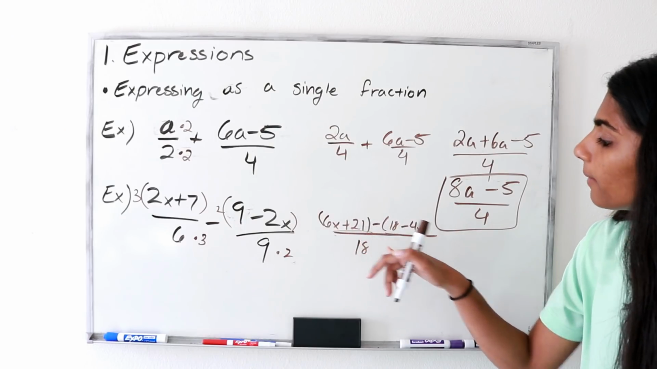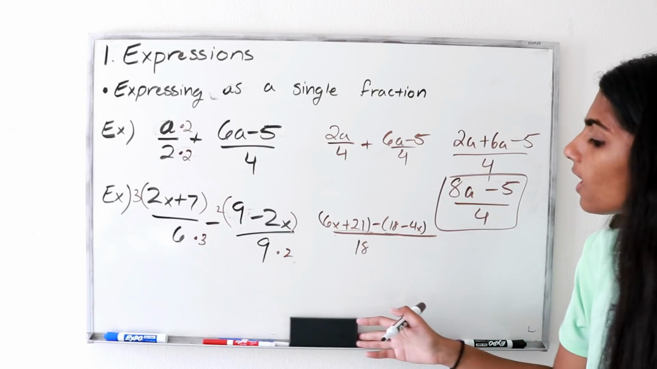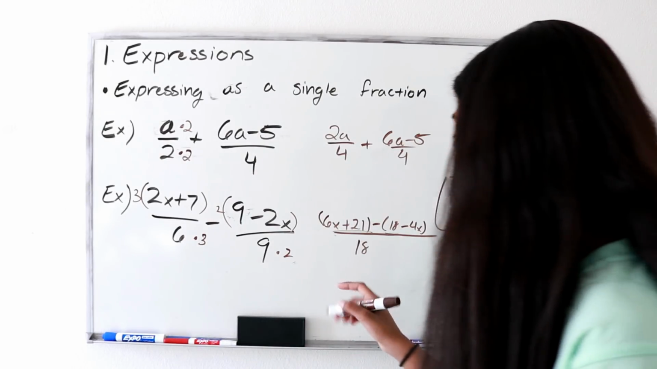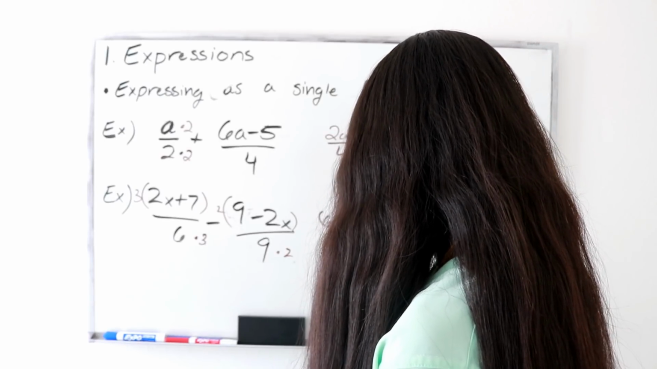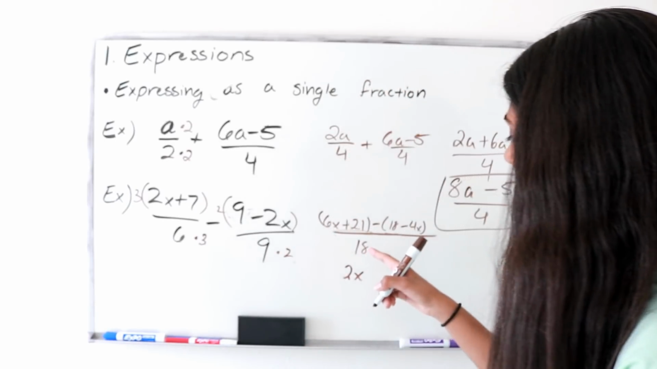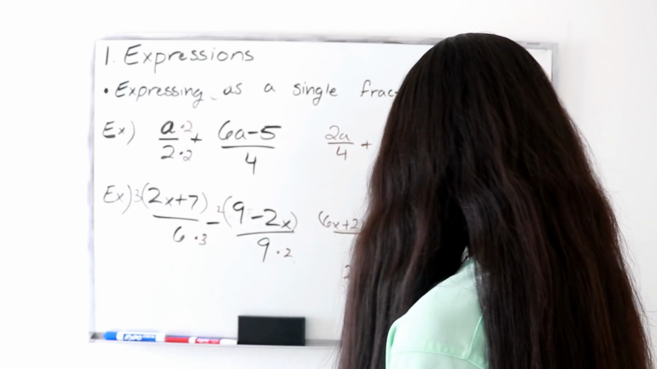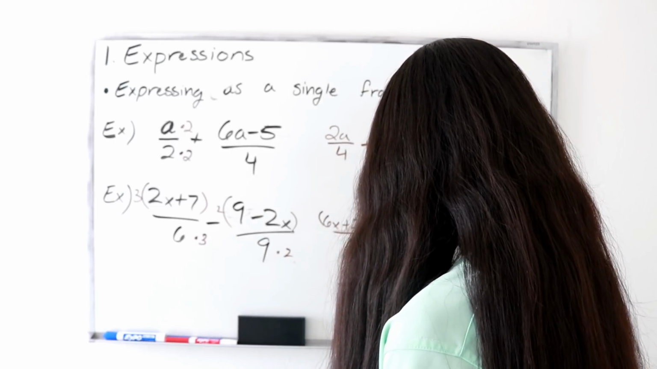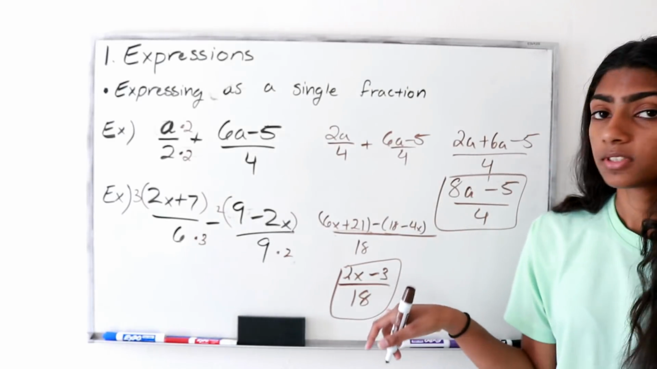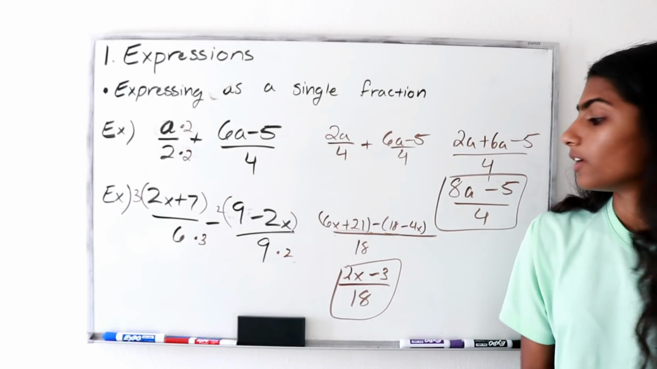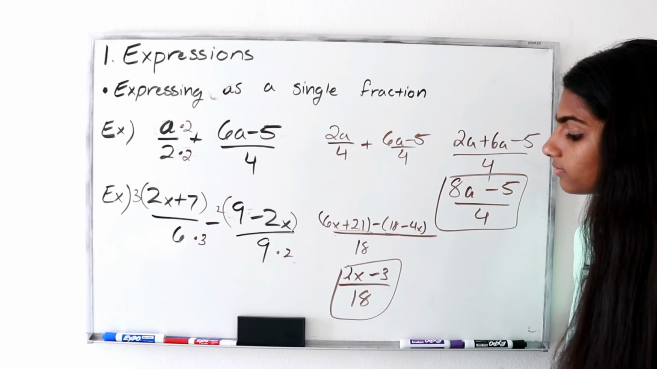6x plus 21 minus 18 minus 14, and we want to combine like terms. So 6x minus 4x is going to be 2x, and then you have 21 minus 18, and that is 3 over 18. And this is our final simplified answer, which is a single fraction, 2x minus 3 over 18.